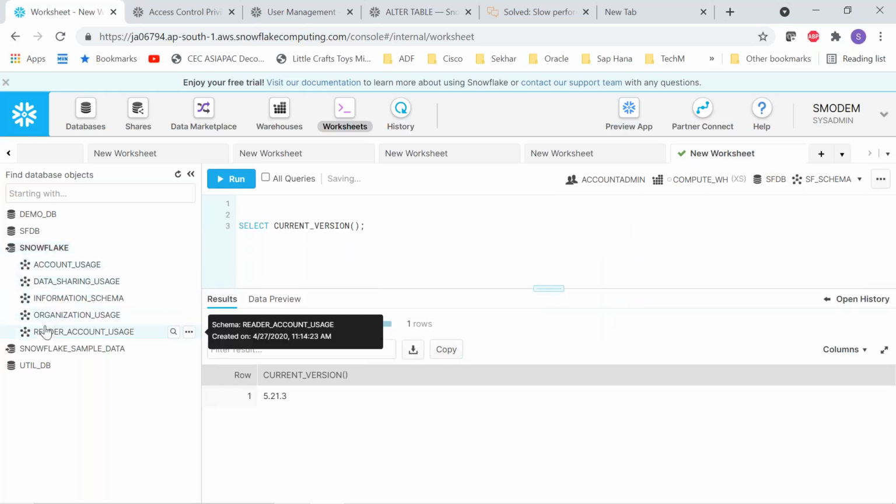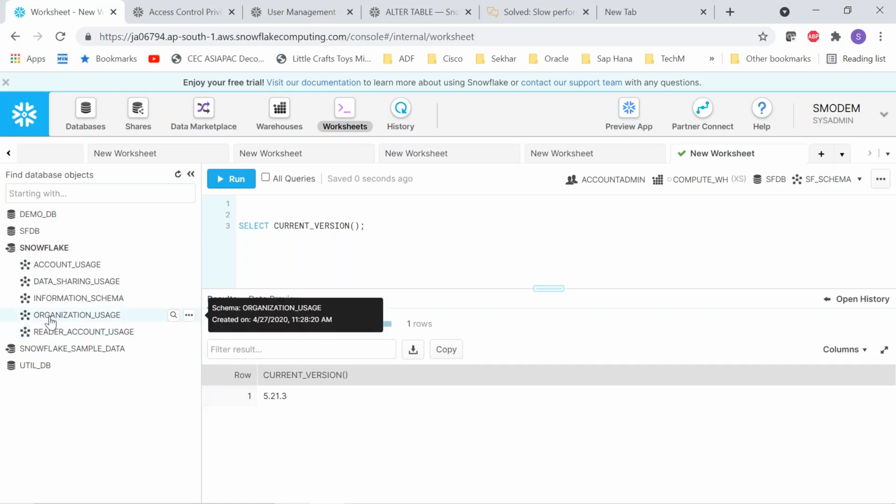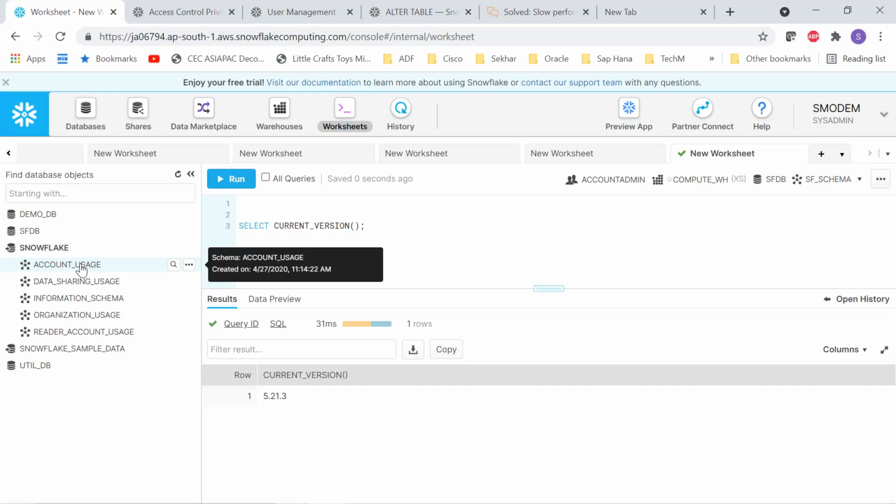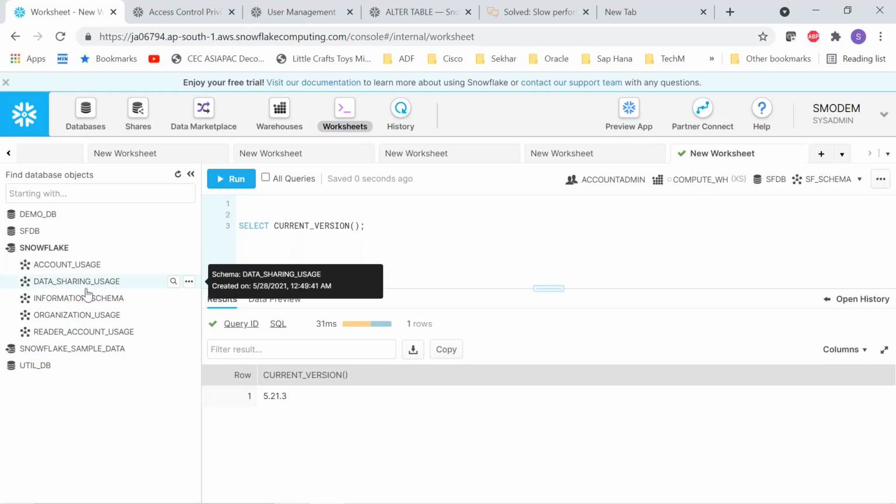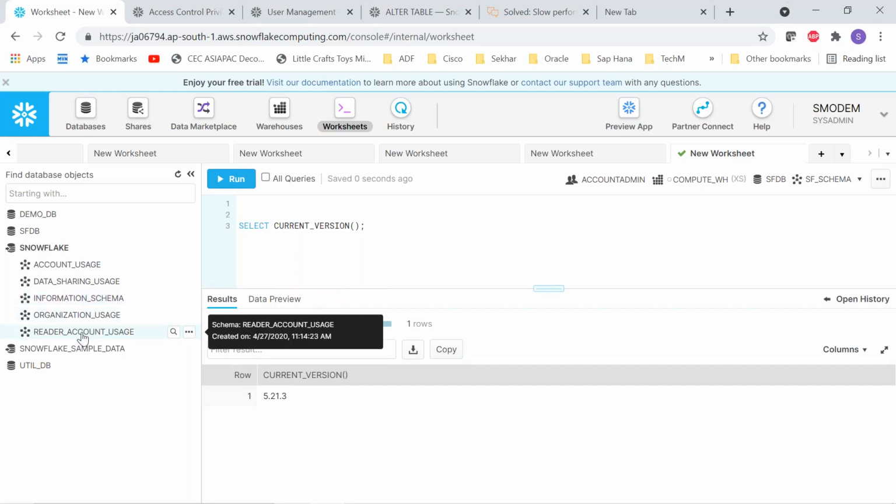My slide deck when I prepared it: reader account, organization usage, information schema, account usage. Most of them are right, account usage and information schema. And if you create a reader account, then you will have the reader account usage.